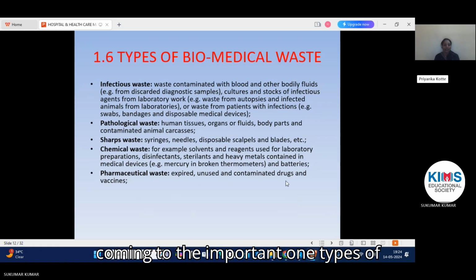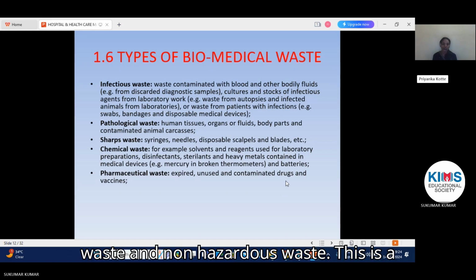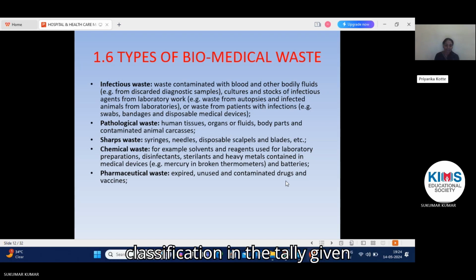Next, coming to the important one, types of biomedical waste. As we have seen, there are the basic two classifications of biohazardous waste and non-hazardous waste. This is a classification in detail given according to the type of waste that we are producing from the hospital.